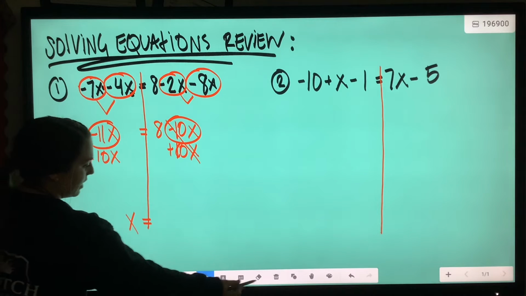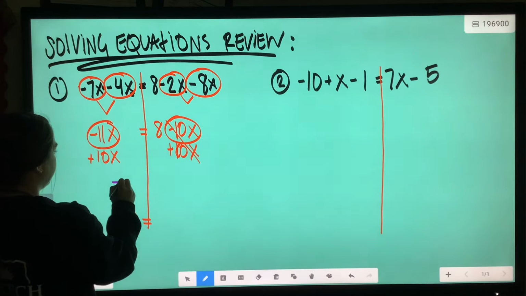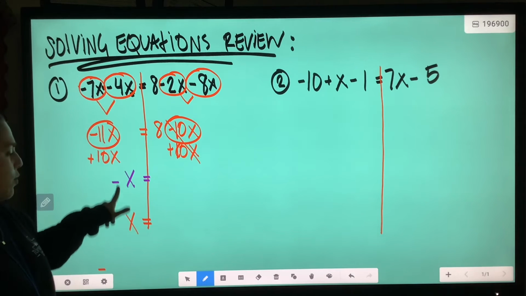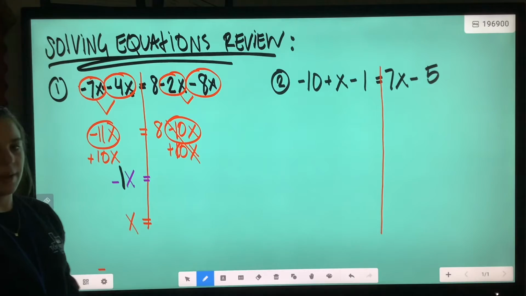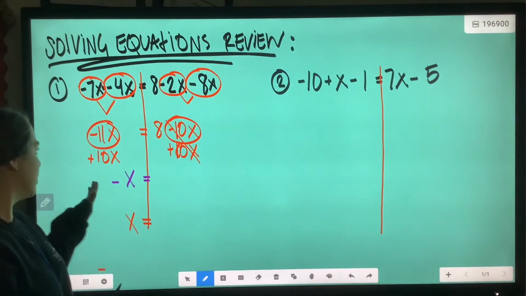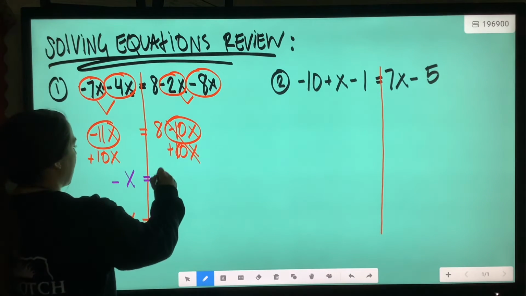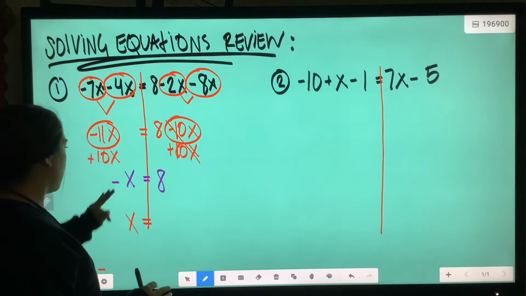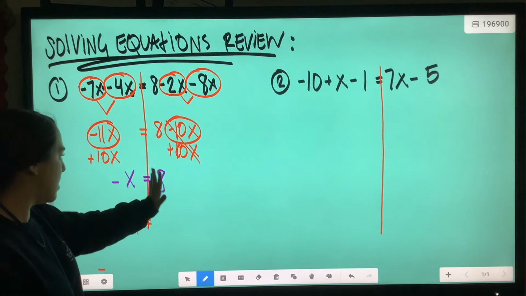Now I'm going to write it a little bit differently here. Negative x. Instead of putting a 1 there, which technically there is a 1, but it's invisible, I'm not going to write the 1 because you can just write negative x. It means the same thing. And then I'm still dropping this 8 down because nothing happened to it. Nobody talked to 8 at all. So I'm almost all the way to how I wanted my answer. I have negative 1x equals 8.